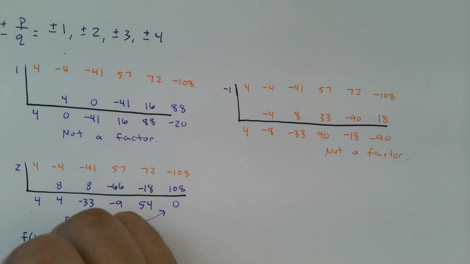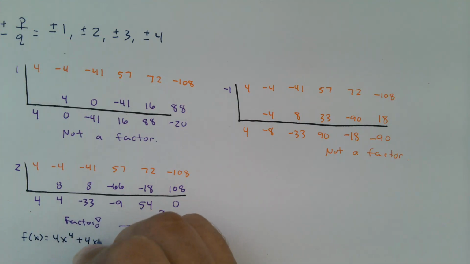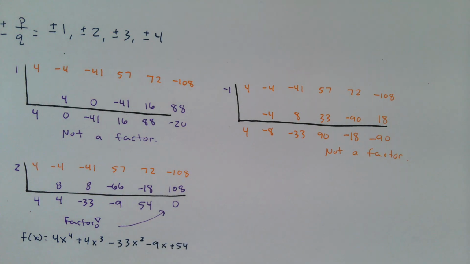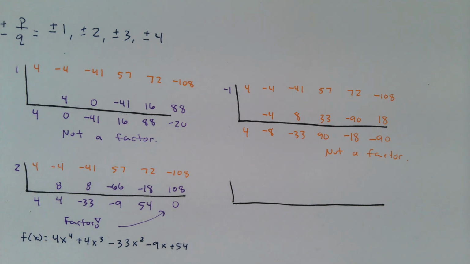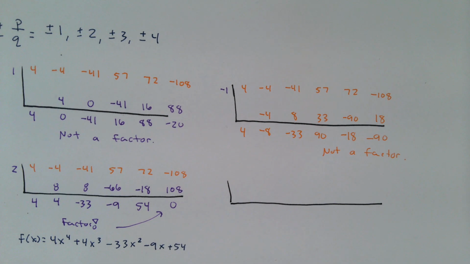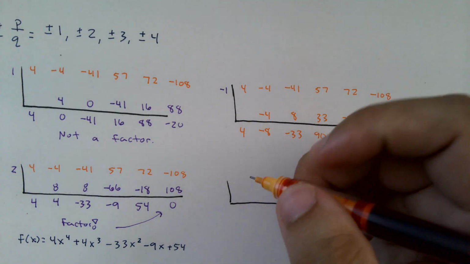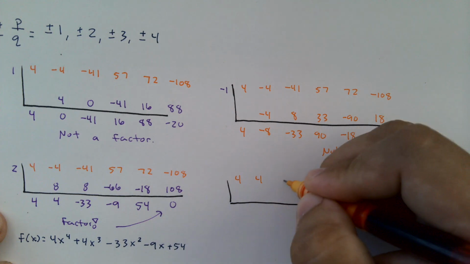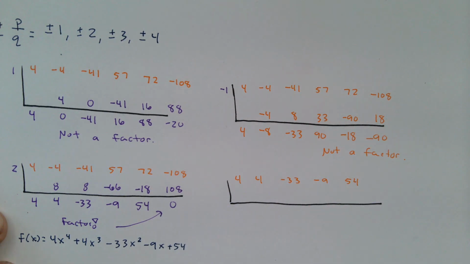f of x is now equal to 4x to the power of 4 plus 4x cubed minus 33x squared minus 9x plus 54. That is going to be the new polynomial that we are going to test. Again, you need the new one because if there are 2 x minus 2's, then you're never going to find it. So 4, 4, negative 33, negative 9, 54.